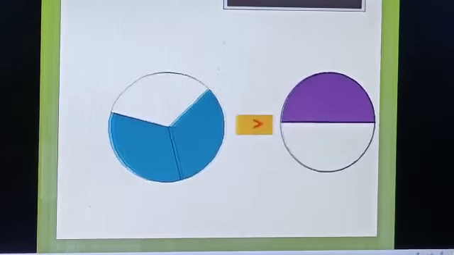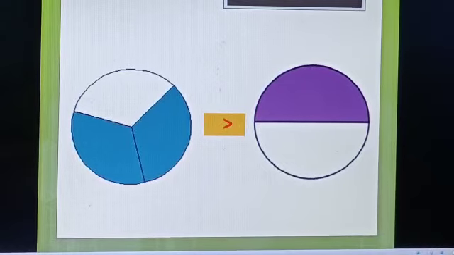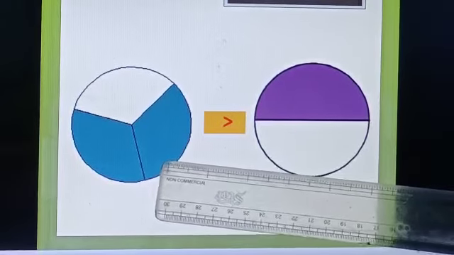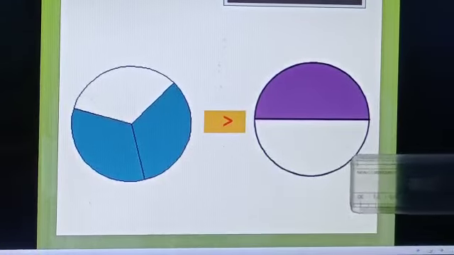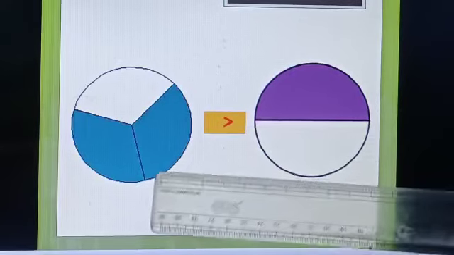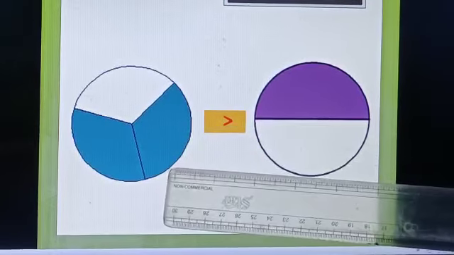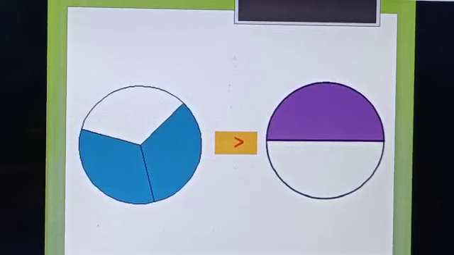Now we move on to the last example. Here the fraction shown is 2 by 3 and 1 by 2. And as we clearly see, 2 by 3 is greater than 1 by 2.